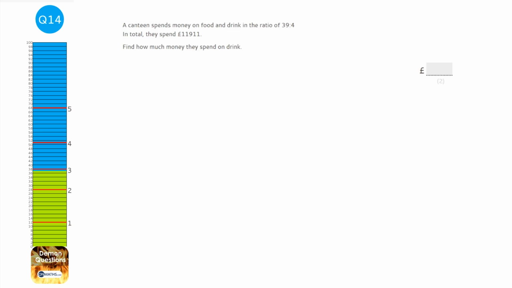Okay, so the numbers in this question seem a bit daunting, but the process is always the same with this type of question in ratios. The first thing you've got to realise is, are you given a total amount, or are you given an amount of food or amount of drink? It says in total they spend that amount, so it's a total amount. So step 1 is to work out how many parts you have altogether.